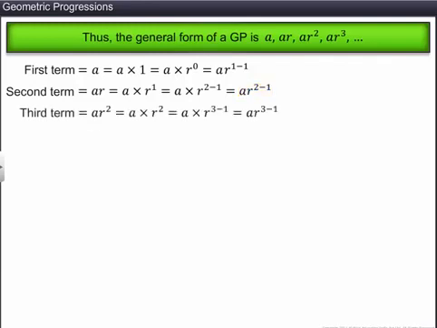This pattern suggests that the nth term of the GP should be given by a into r raised to the power of n minus 1.